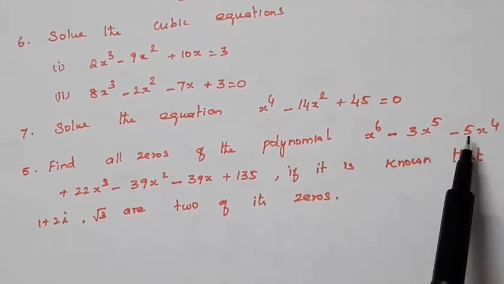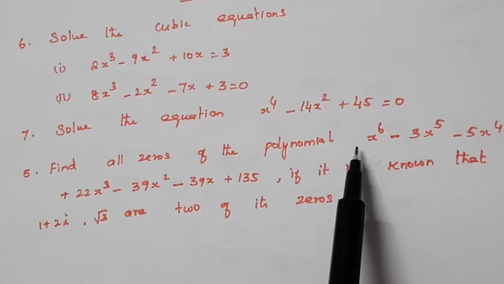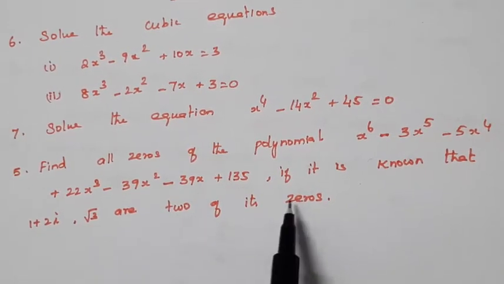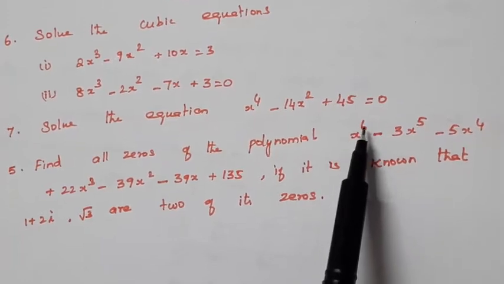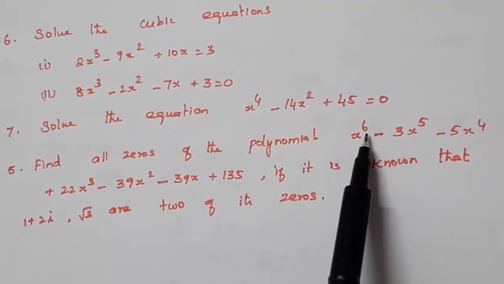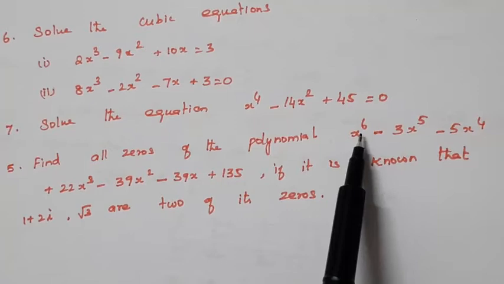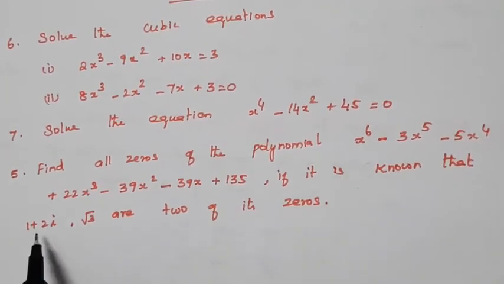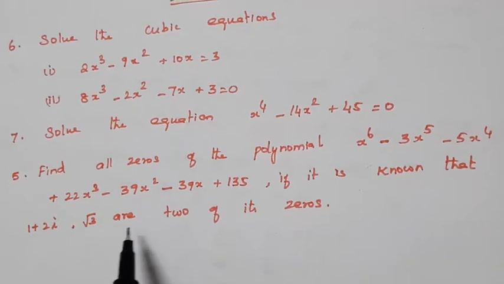So, it is not an equation. It has been given as a polynomial, that is why they have used the word zeros, and you are asked to find out the other zeros. Okay. As it is degree 6, it should have 6 zeros. That means 6 values of x satisfy the polynomial, making the polynomial 0. Among that, 2 have been given. You have to find out the remaining 4.